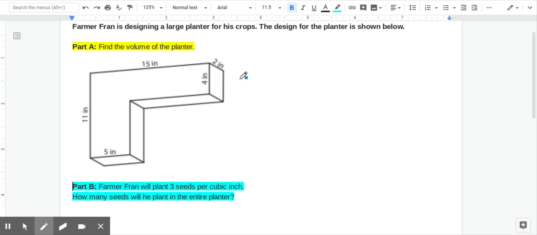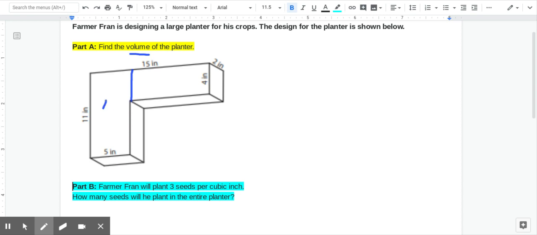So if we read our problem, Farmer Fran is designing a large planter for his crops. The design for the planter is shown below. So part A, I'm going to be finding the volume, all right? So to find the volume of this shape, this is a larger shape. It's not really like a regular rectangular prism. So I want to find a way to split it into two or more smaller figures that I can easily find the volume for. The easiest way is to just split it into two figures. That way you'll have fewer calculations to do. So for me, I'm going to split it right there. I think that's a good spot.